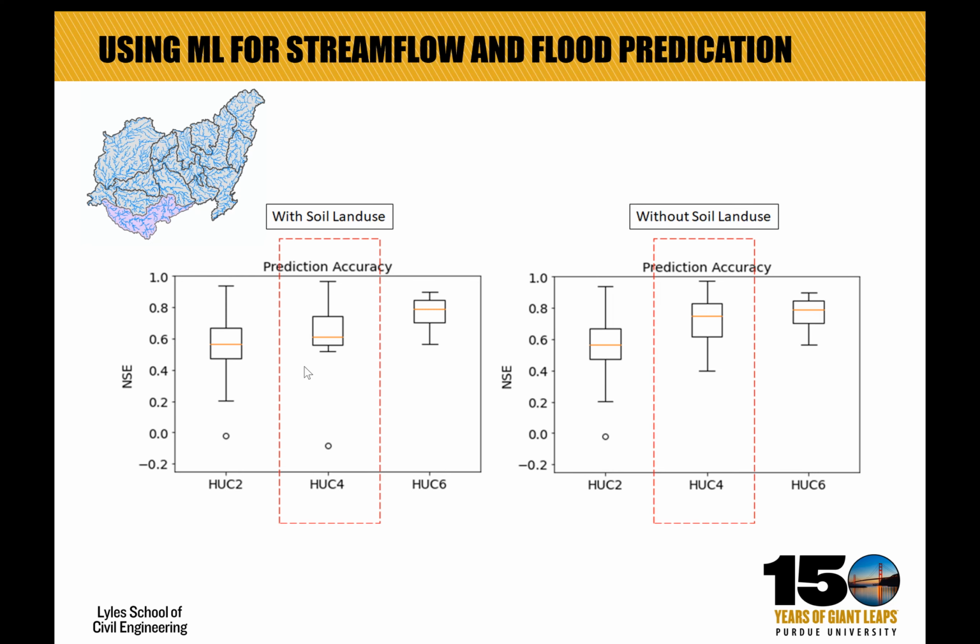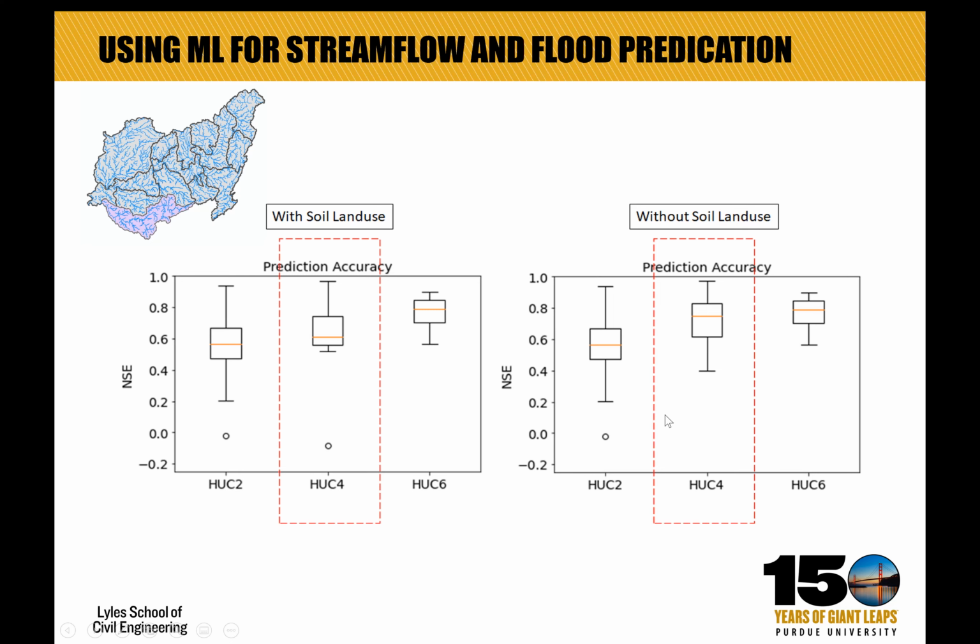So this is still ongoing work. You can see that at HUC4 level, our prediction accuracy changes depending on our spatial scale. So we are trying to look at what spatial scale we can get accurate prediction. You can see we can get a Nash Sutcliffe efficiency of 0.8 at this HUC4 level.